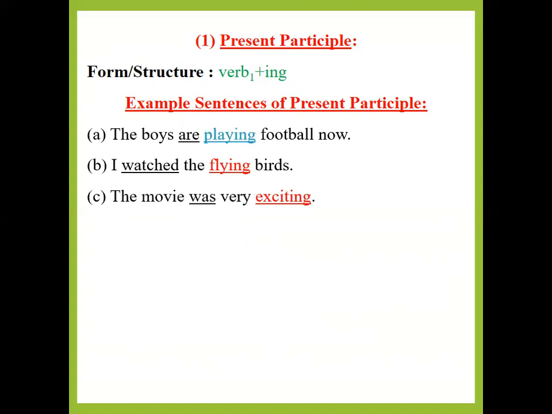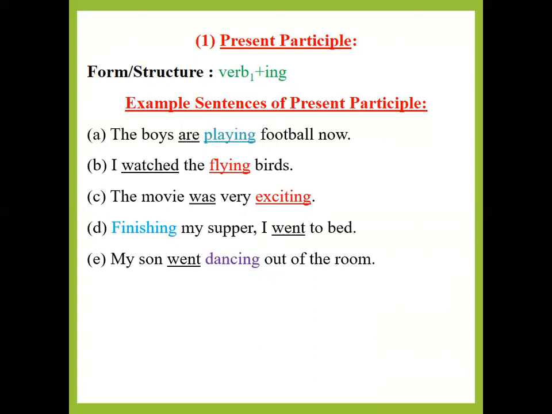The movie was very exciting. Here, was is used as a principal verb, that is a finite verb, whereas exciting is a non-finite verb used as present participle. Finishing my supper, I went to bed. In this sentence, finishing is a present participle, that is non-finite verb, and went is a finite verb, here principal verb. My son went dancing out of the room. In this sentence, dancing is used as a present participle form and went is a main verb.